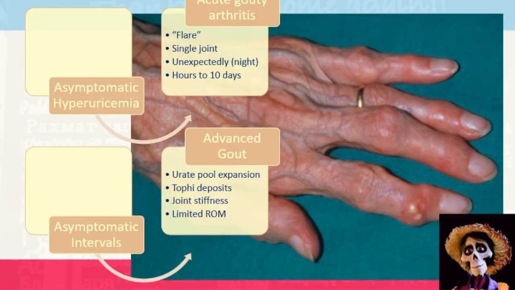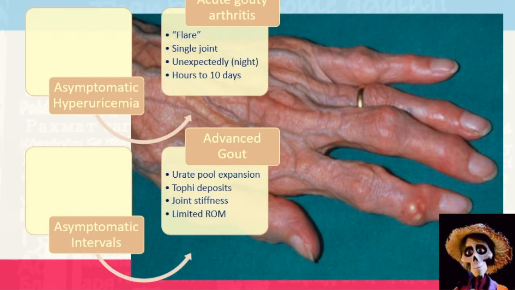Now, there are 4 stages for your gouty arthritis. The first stage is asymptomatic hyperuricemia. What do I mean by asymptomatic hyperuricemia? As the term would imply, asymptomatic. The blood uric acid levels are already increased. However, the patient is not having any manifestation.